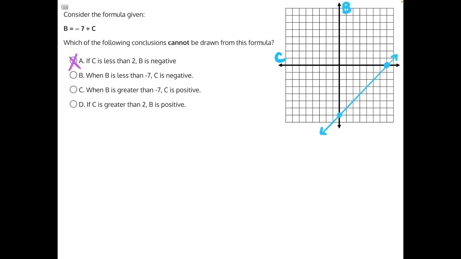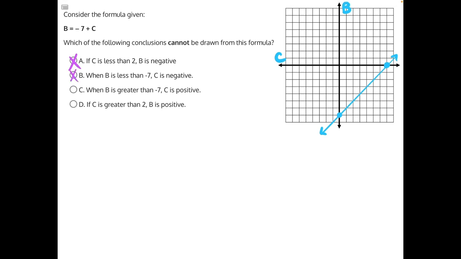So A is incorrect. B says when b is less than negative 7, negative 7 is right here on the b-axis, less than would be below this line, c is negative. All of our c values for the graph going into negative infinity will be negative because they are on the left-hand side of the y-axis, making that a true statement and the incorrect answer.